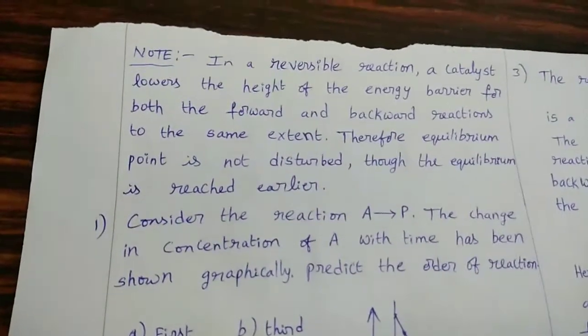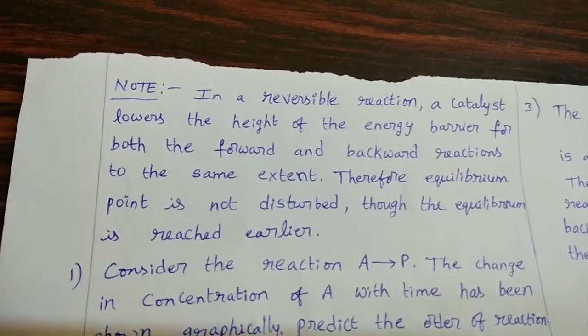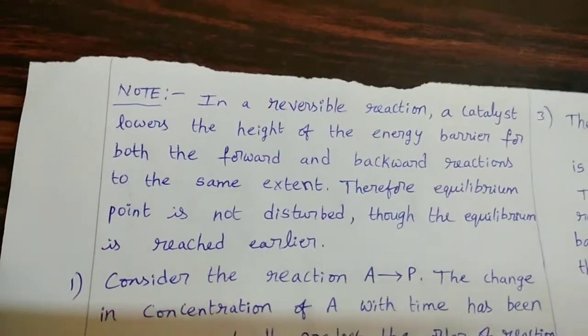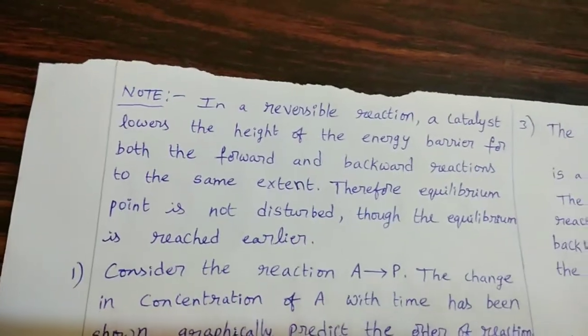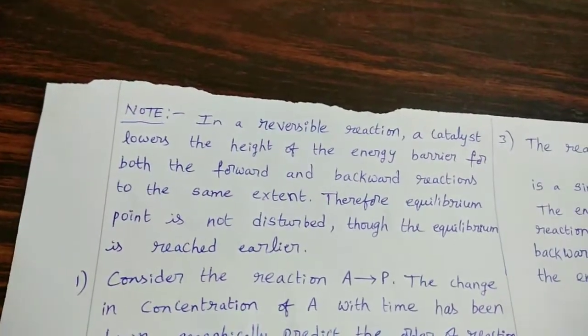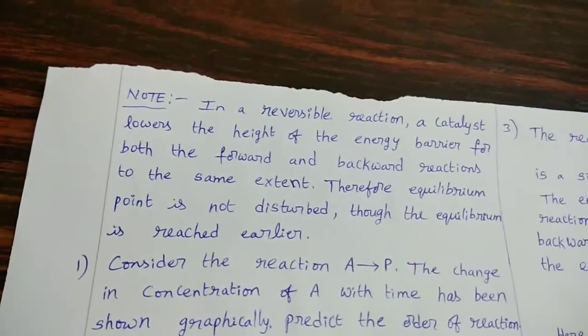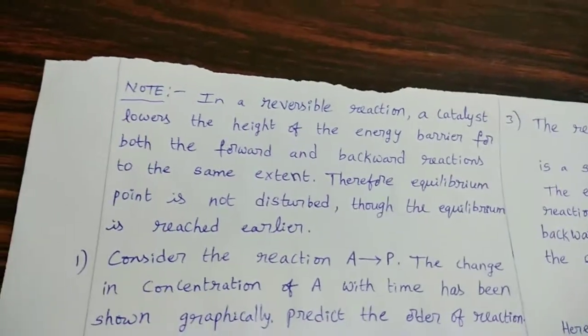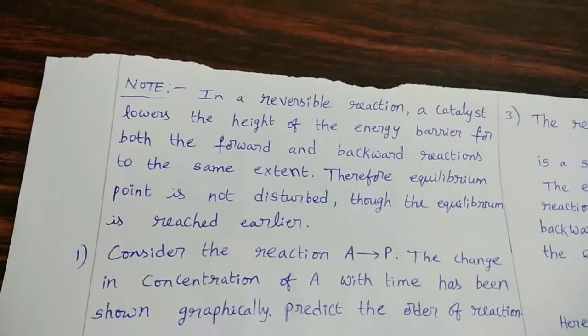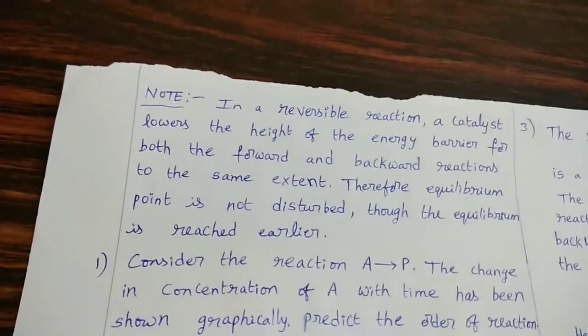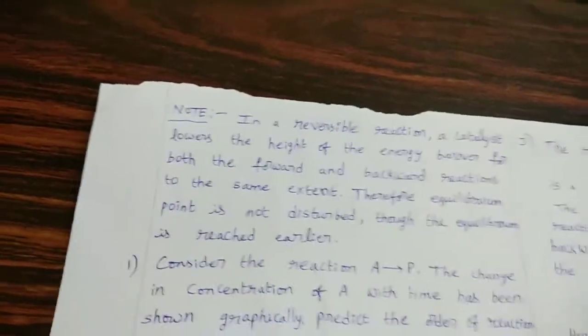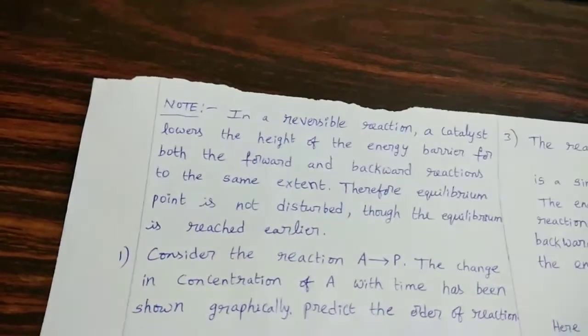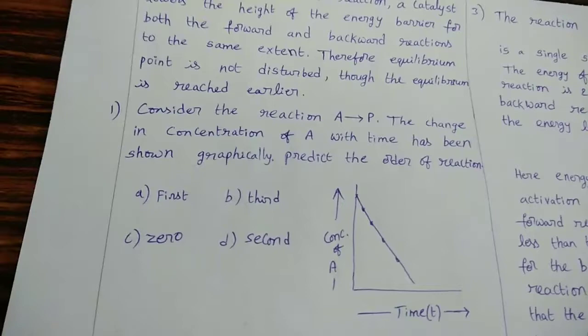Okay, next. In a reversible reaction, a catalyst lowers the height of the energy barrier for both forward and backward reactions to the same extent. That energy barrier decreases to the same extent both for forward and backward. Therefore, the equilibrium point is not disturbed, though the equilibrium is reached earlier. That means in less time the equilibrium stage is reached. Okay, next, see the question.